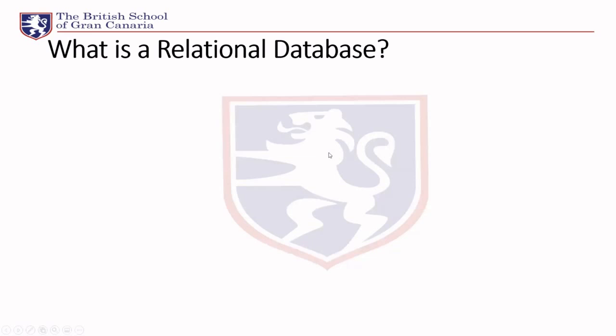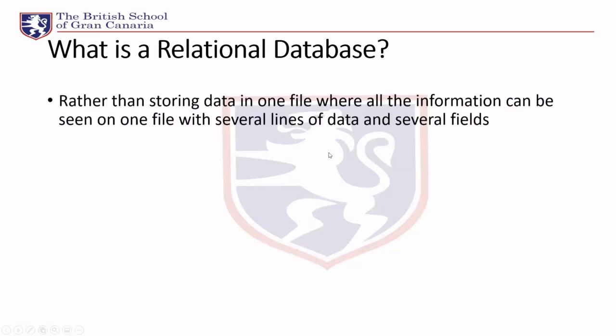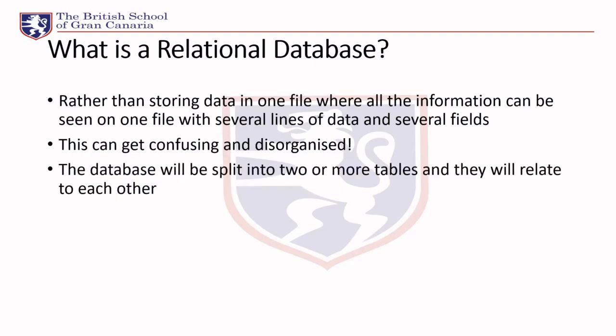Okay, so moving on. What is a relational database? So rather than storing data in one file, where all the information can be seen on one file with several lines of data and several fields of data, well, we don't need that. Because it gets confusing and disorganized, it's split up into 2 or more tables. And these tables will relate to each other. There will be a relationship that joins them together.